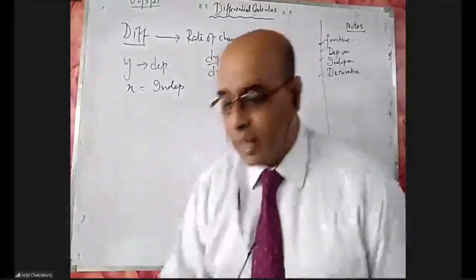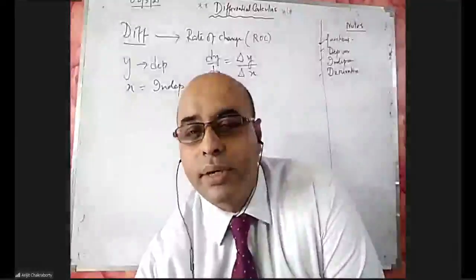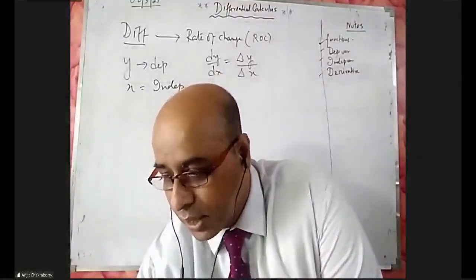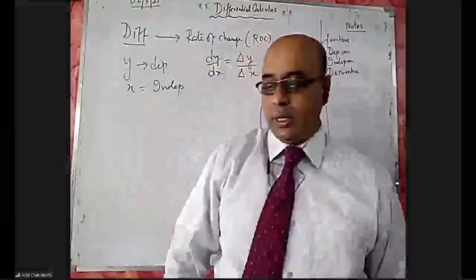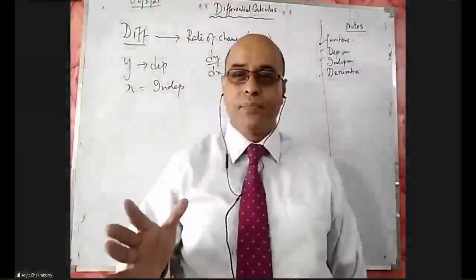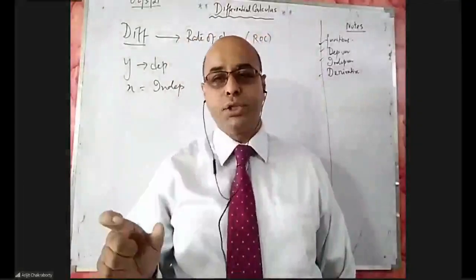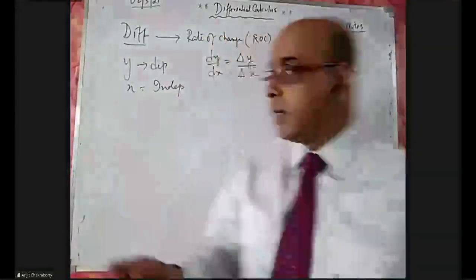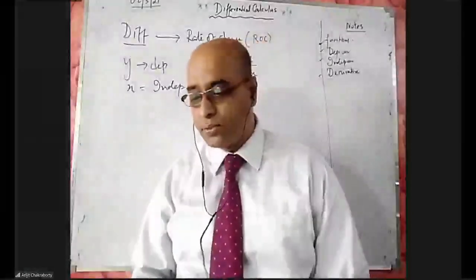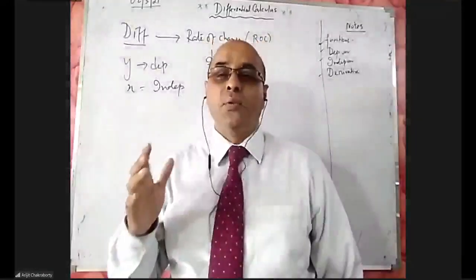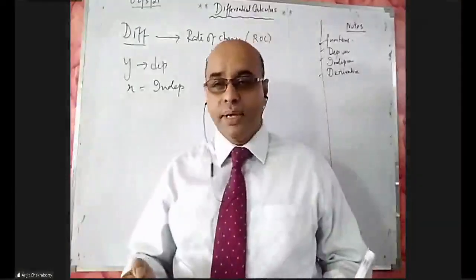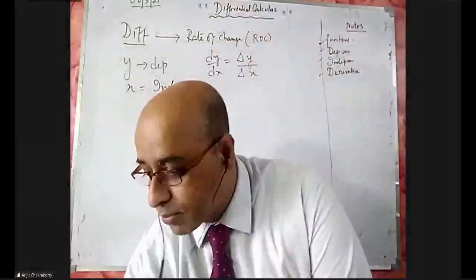Just try to understand. It deals with the rate of change in one variable with respect to the rate of change in another variable. You can see that the rate of change, the ROC, is measured as delta y by delta x, which means we are trying to find out what will be the change in y due to a change in x.